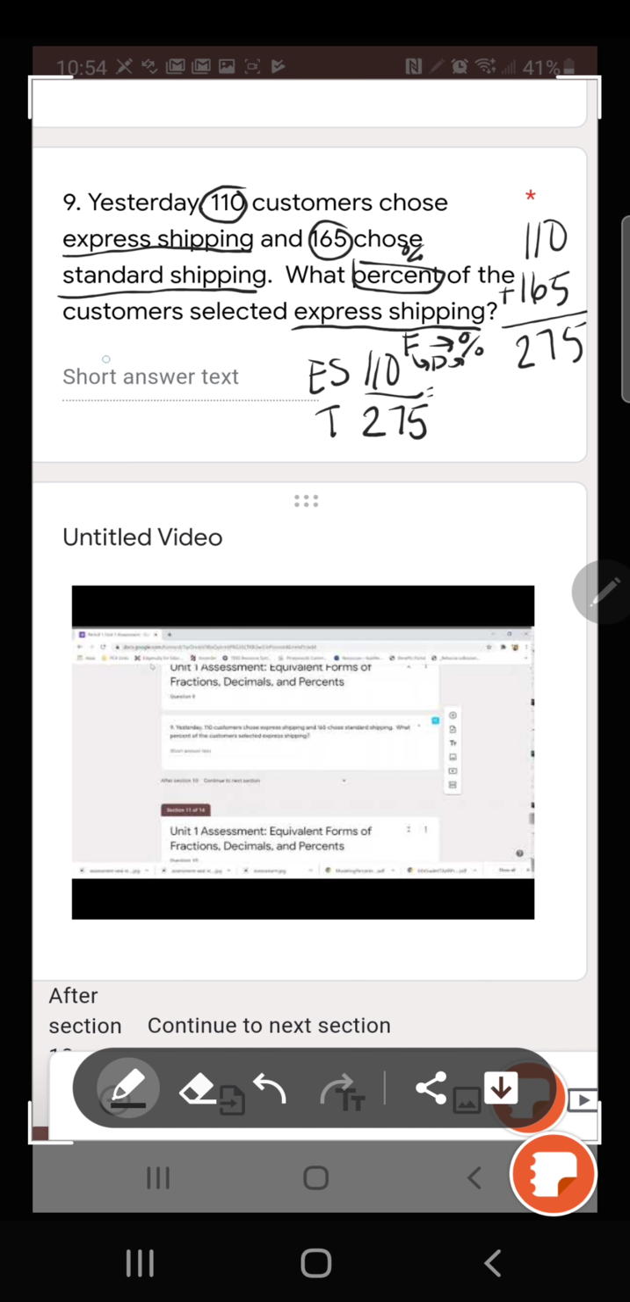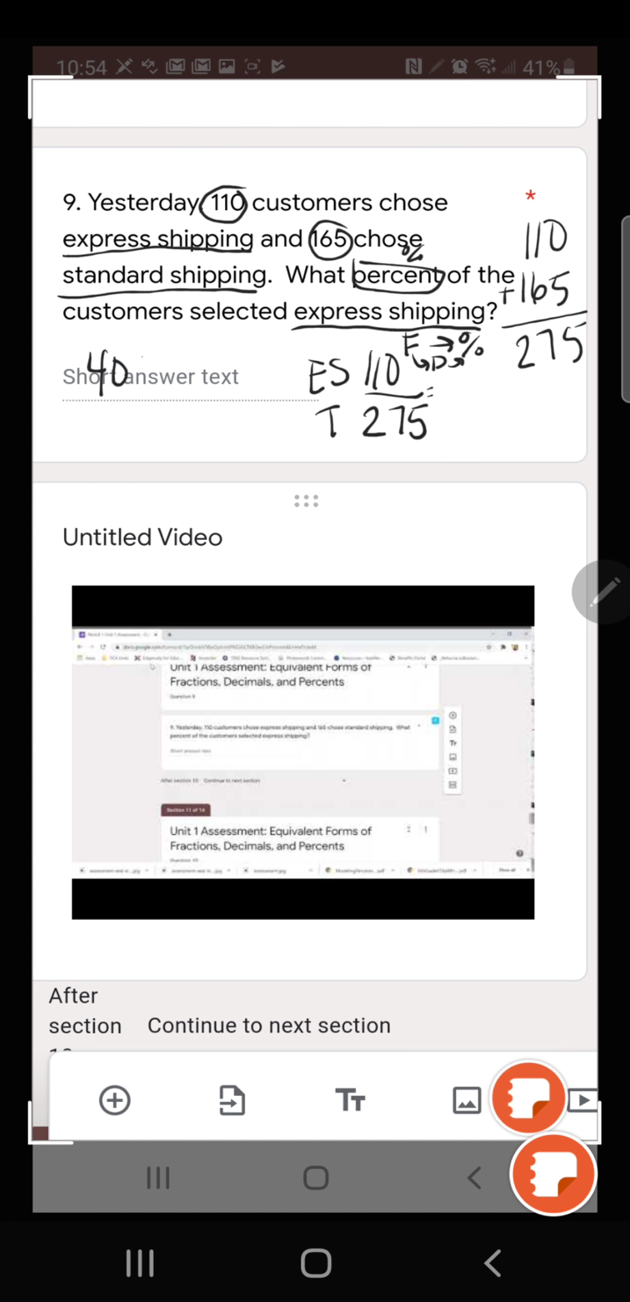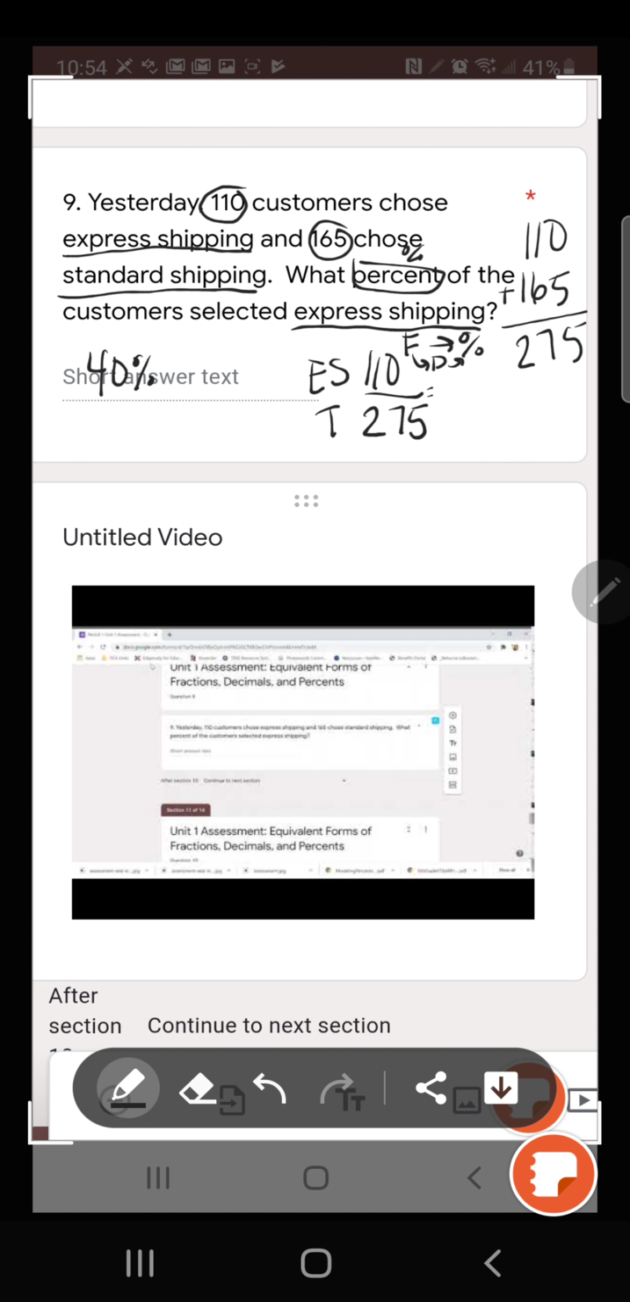So right here when you're answering it, you should have put 40% because it was looking for a percent. You've got to have the percent sign as well.